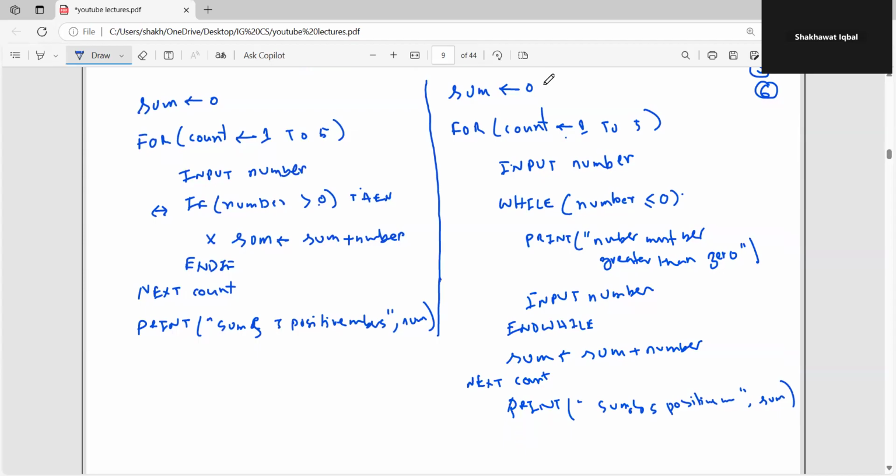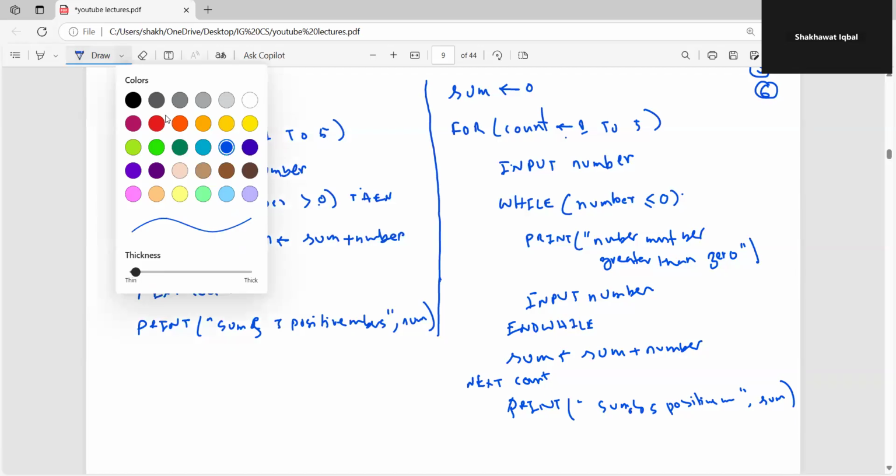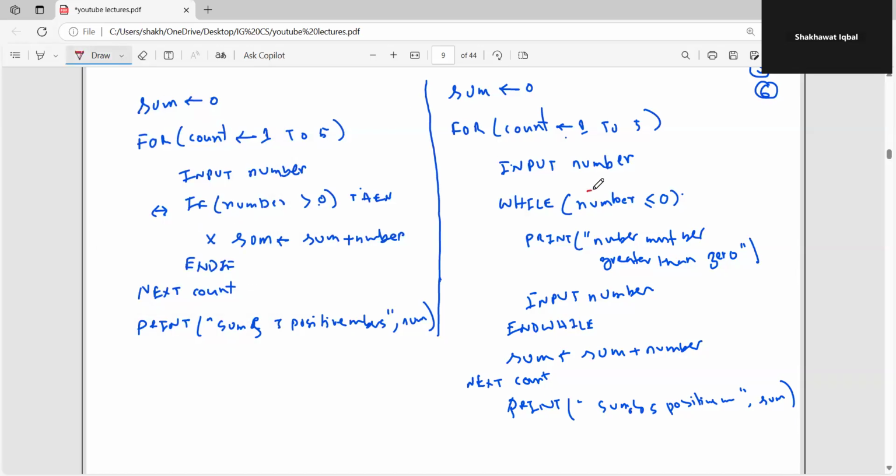So your sum is 0 initially, fine. We know that. So count is 1. Input number. Now you input -5. Okay. While my number is -5 now, -5 less than or equals to 0? Yes. That means you made a mistake. I trap you. Number must be greater than 0. Input number. Now you input 0, for example. Then it will go again here.